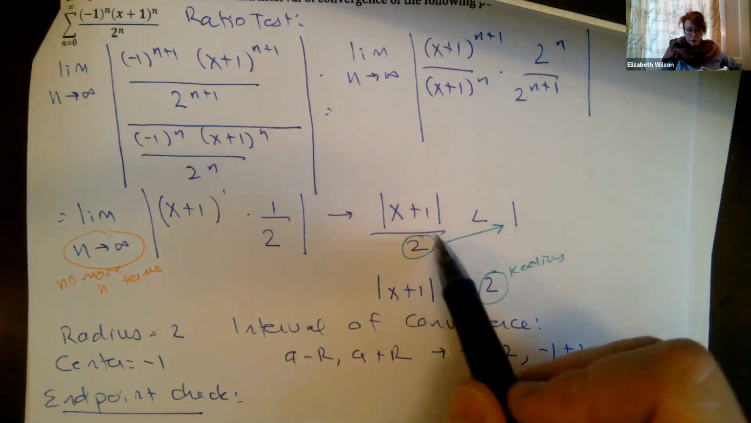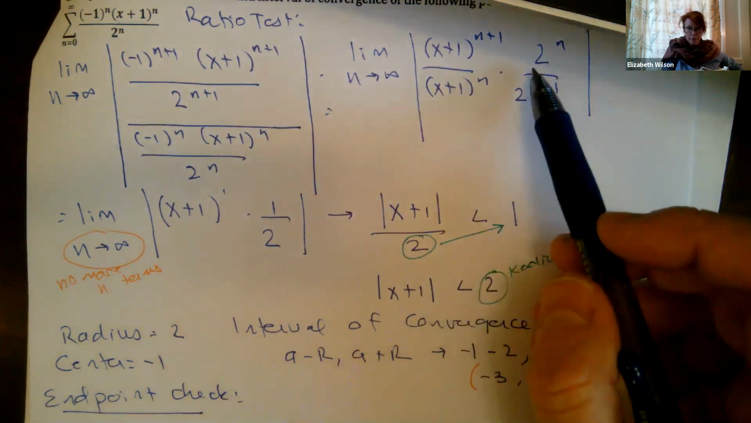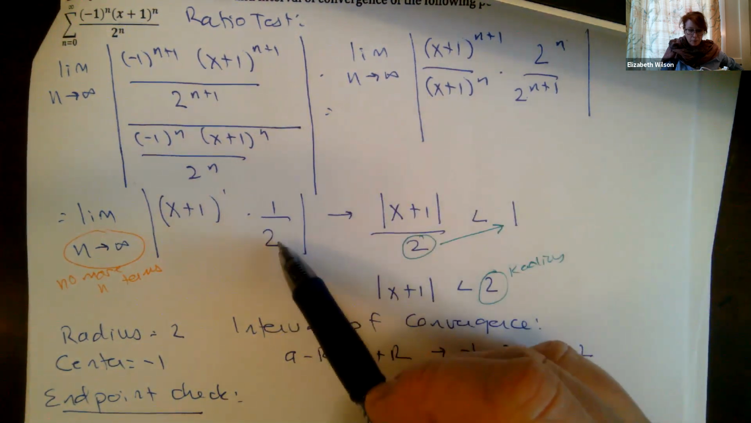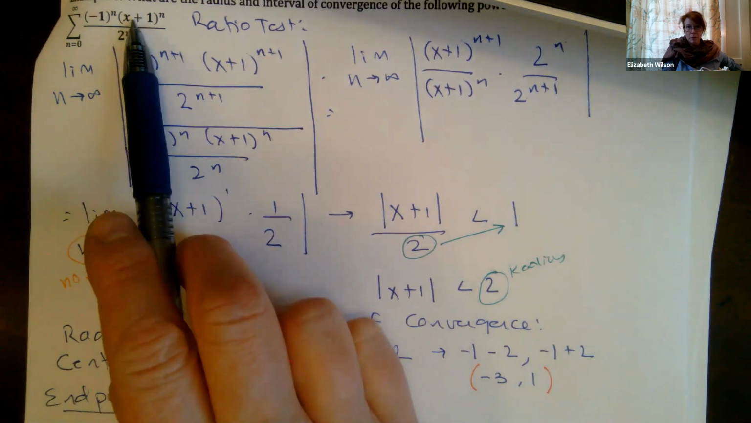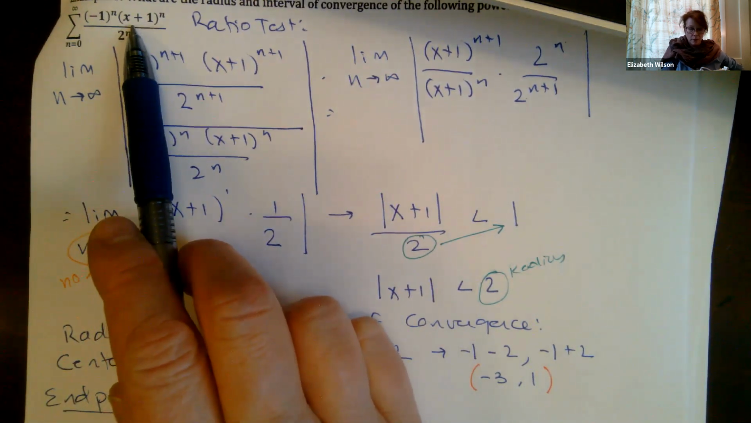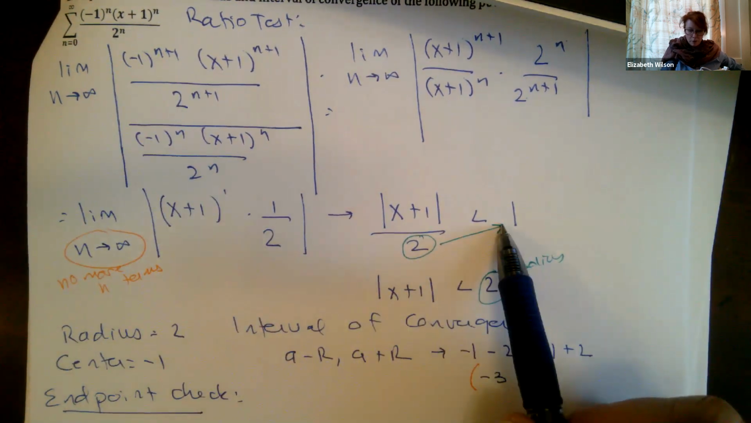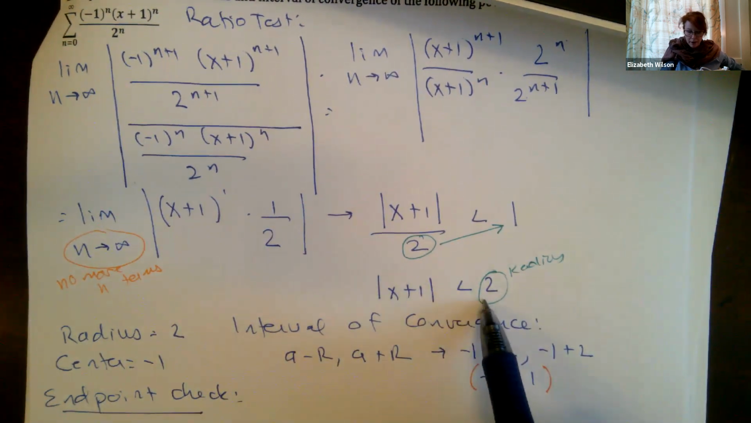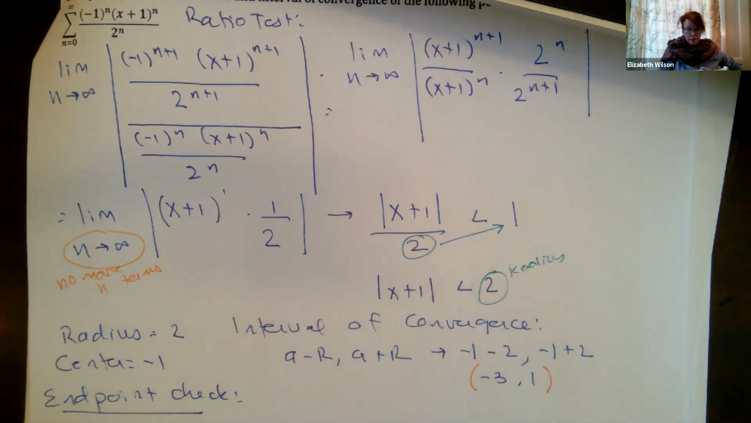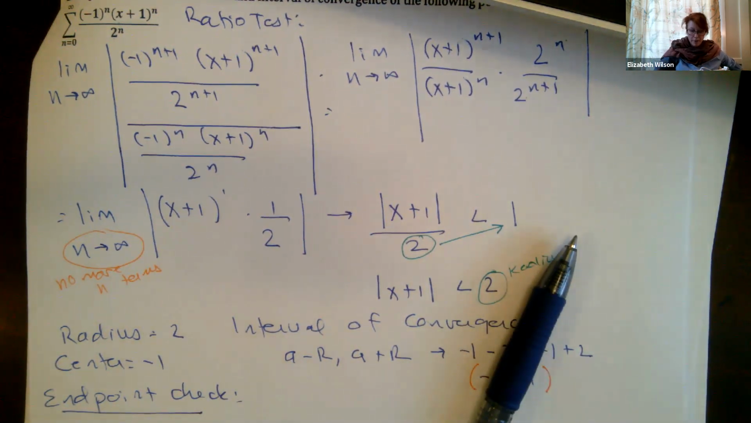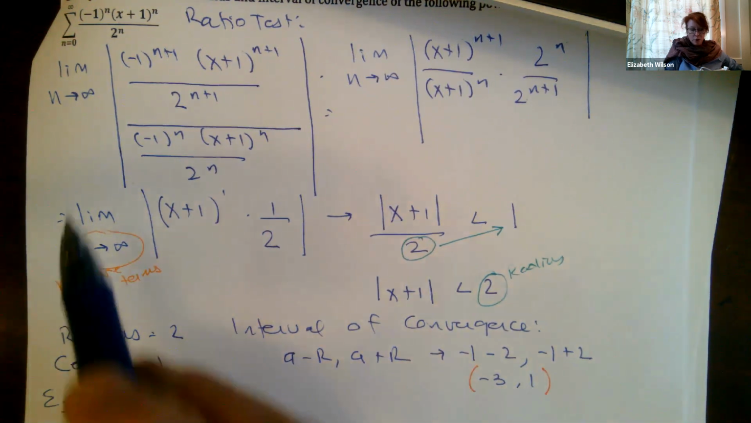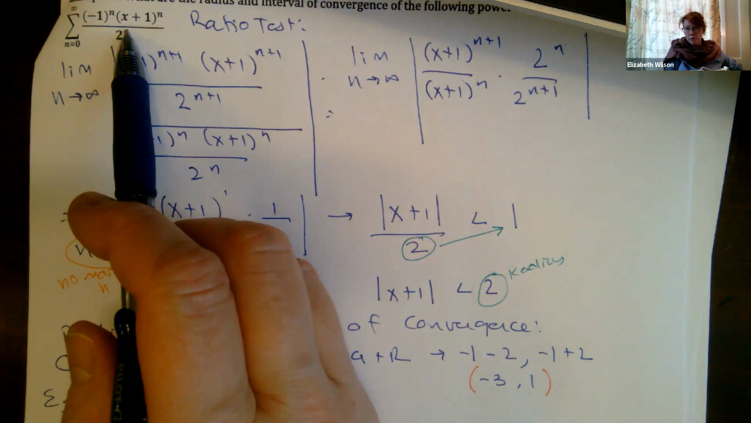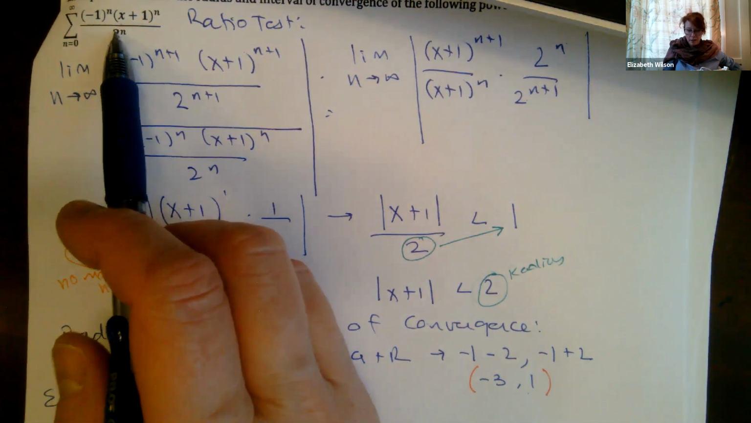I had a leftover 2 from when I cleaned up this 2 to the n. I keep this x plus 1 as a block because that represents my polynomial. We're centered at x equals minus 1. So I'm going to multiply this whole thing by 2 to find the radius. Now, absolute value of x plus 1 is less than 2. That gives me a radius of 2 around my center point. So within the values of x equals minus 3 to positive 1, this polynomial will sit on top of whatever function it represents. That's how we got this.